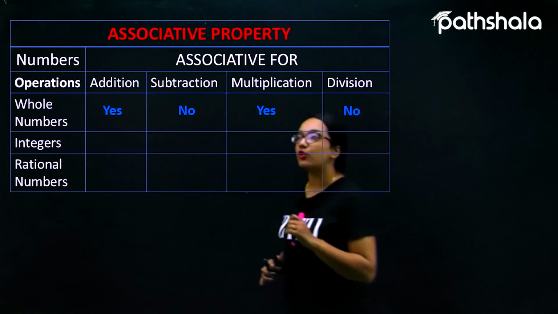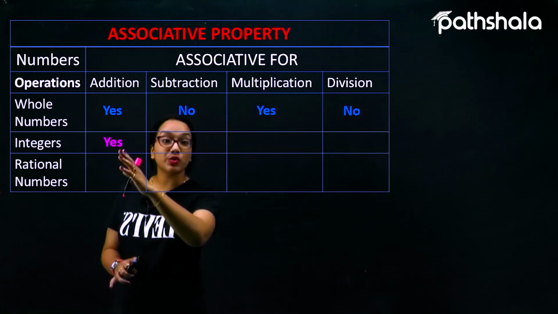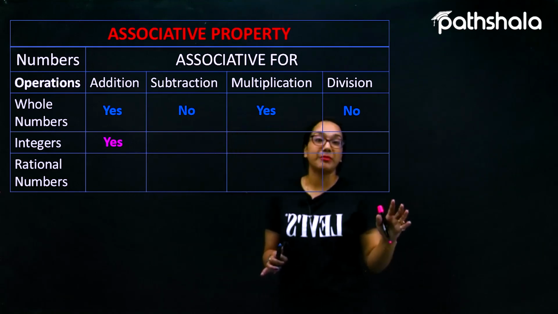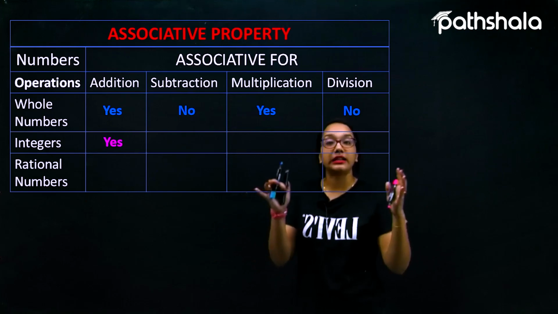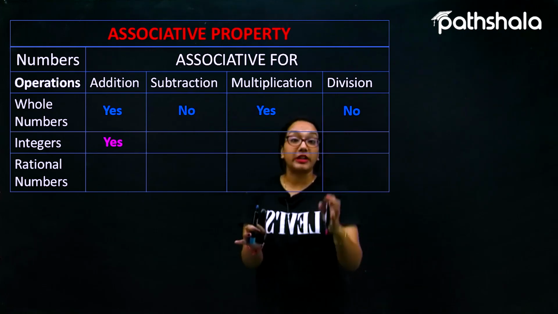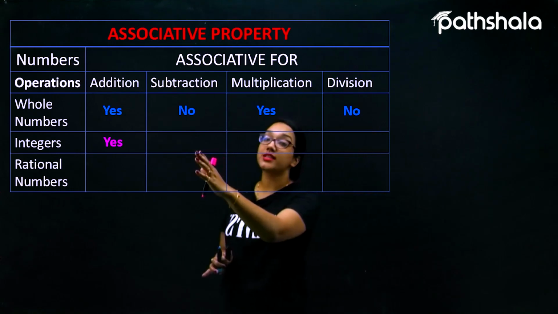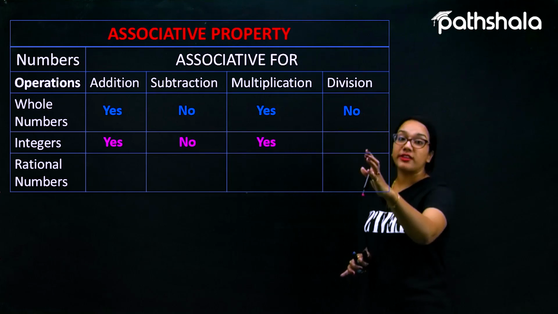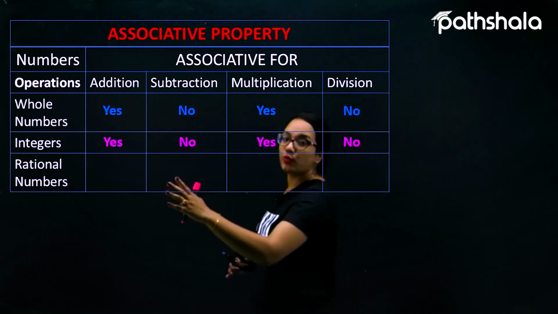Let's just move on further towards the integers. For the case of the addition, answer is yes or no. So the answer is yes, because A plus B plus C is equal to A plus B plus C. When we'll solve both the cases, we'll get the answer that the associative property particularly holds for the integers. Let's just move on towards the subtraction. The answer is nothing but no. For the multiplication, the answer is yes. For the division, the answer is no. Definitely.